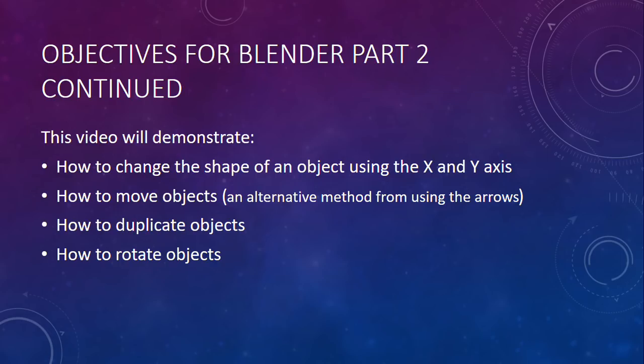We've changed the shape of an object using the z-axis. Now it's time to change the shape of the object using the x and y-axis. And what we're also going to be doing is showing you how to move objects, not using the arrows, not the green, the red and the blue arrows, using a different method. We're going to show you how to duplicate objects and also how to rotate objects. So let's get on with it.